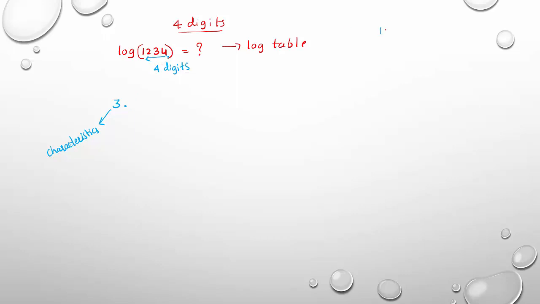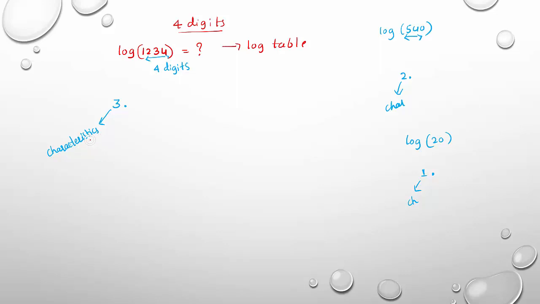Suppose the given problem is log of 540. How many digits are there here? There are 3 digits. 3 minus 1 is 2 point. This 2 is called characteristic. Suppose the number is simply log of 20. How many digits are there here? There are 2 digits. 2 minus 1 will be 1 point. So this is characteristic. Characteristic is always on the left side of the decimal point. Here this is the decimal point. On the left side of the decimal point we call it characteristic.